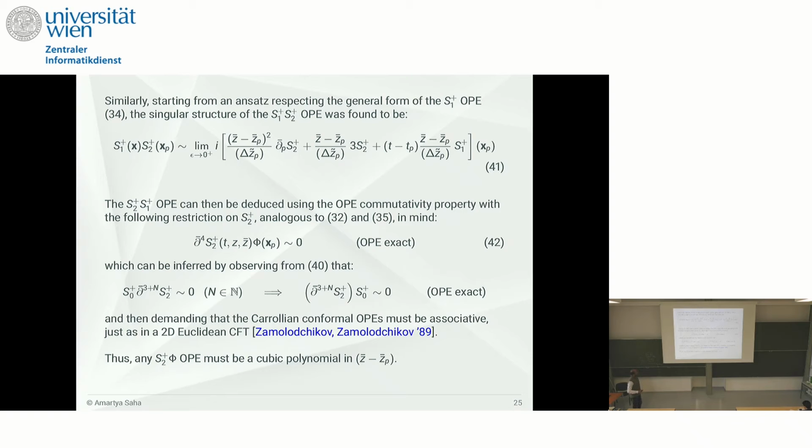and then I demanded that the Carrollian conformal OPs must be associative, just as they assume in 2D Euclidean CFT. Now this assumption may be a little tricky because we know that in celestial CFT the associativity is not that well established, but anyway I assume this to be true. Okay, so thus this 42 says that this S2 plus phi OP must be a cubic polynomial.